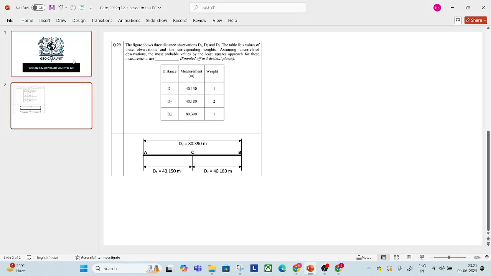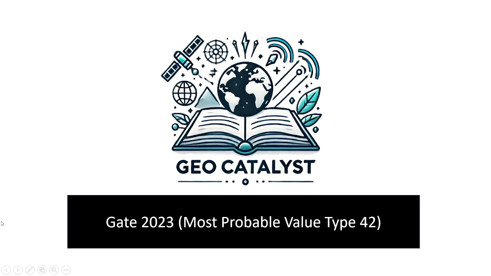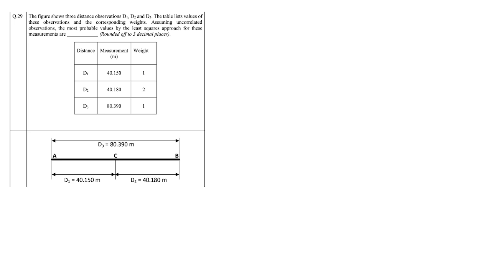Welcome everyone. Today in the GATE series of numericals, we'll be seeing a question of engineering math. This is a question of most probable value. This question came in GATE 2023 and the question number was 29.